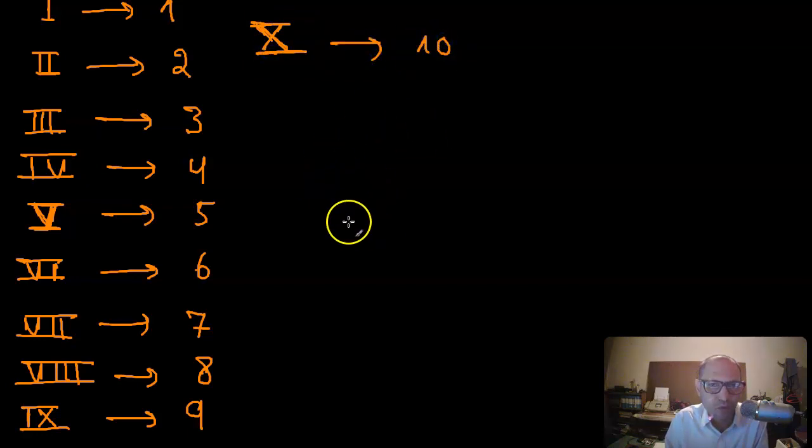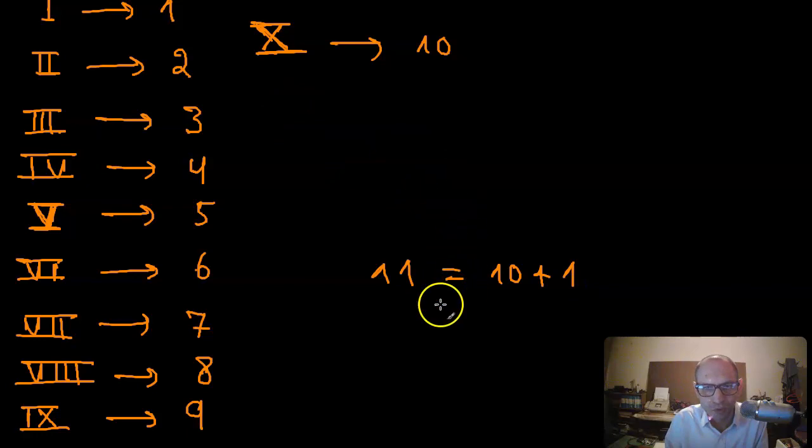And 11 would be a 10 plus 1. So essentially a 10 would be a 10, and since you want the 1 to be added to the 10, you put it on the right hand side. So that essentially becomes an 11. So that is an 11.